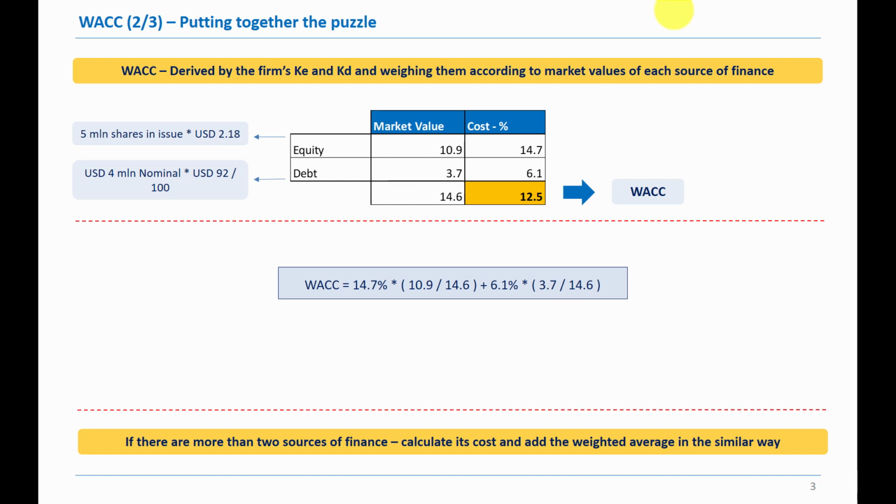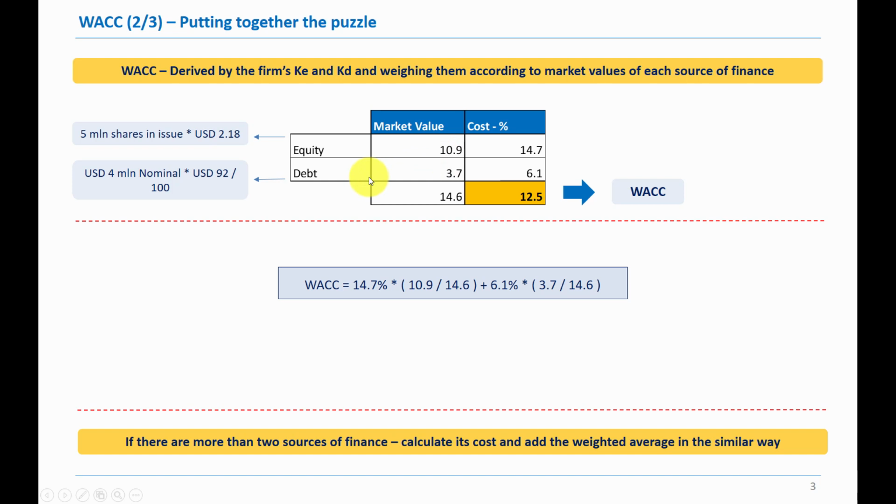So you open the financials, you took out the shares that are in issue, you went to the stock market website, you took out the share price, and you came up with a market value of 10.9. You got the 5 million shares from the company's financials, you got the 2.18 current share price from the stock website. You come up with a market value of the equity of 10.9.